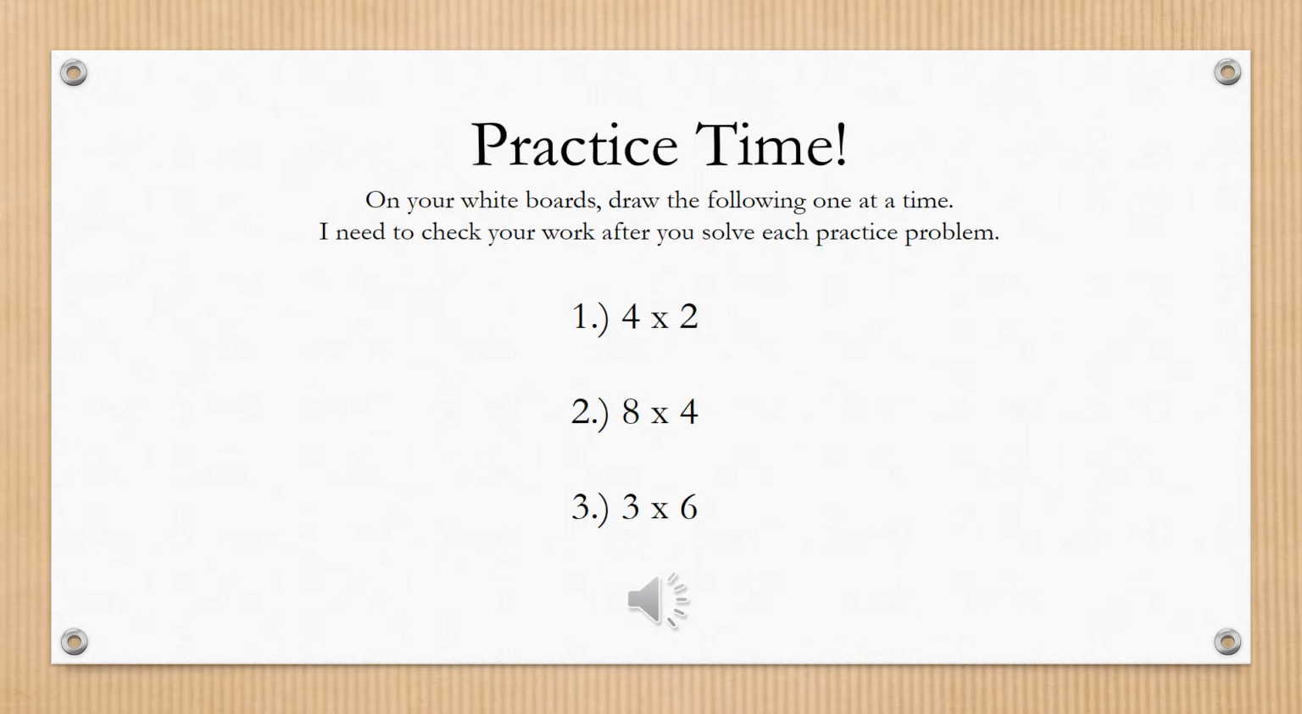Remember, when you're drawing your representations of each multiplication sentence, read it from left to right like a book. So when you do 3 times 6, you want to do 3 groups of 6. Draw the groups, put 6 in each one, and count the total to find the product. You may begin with number 1.